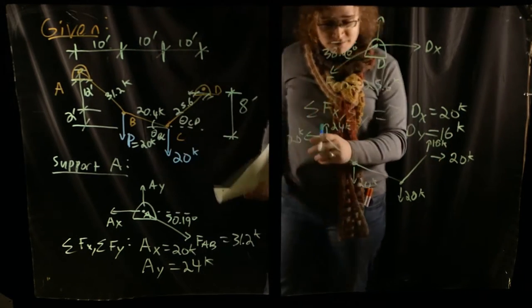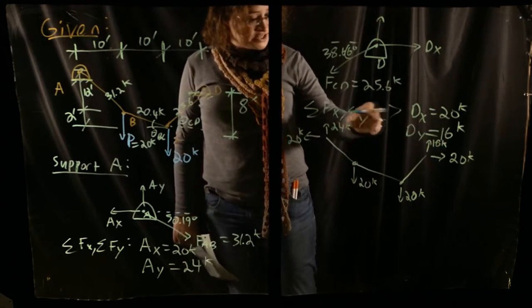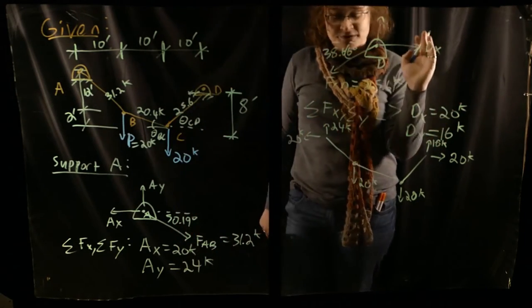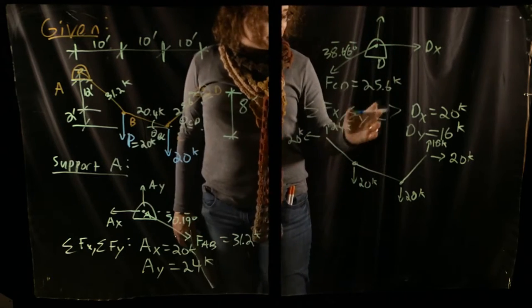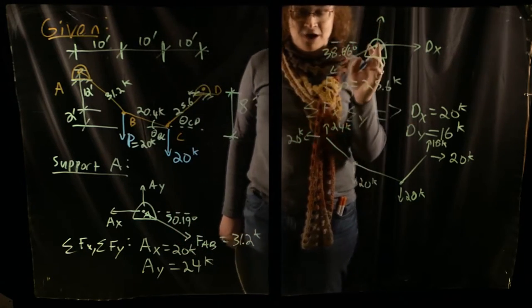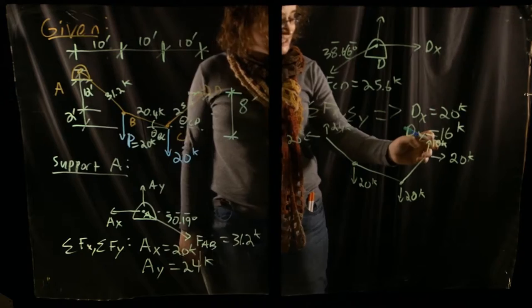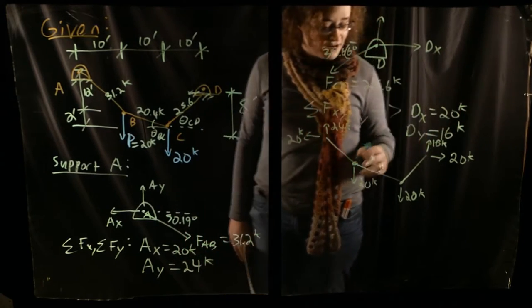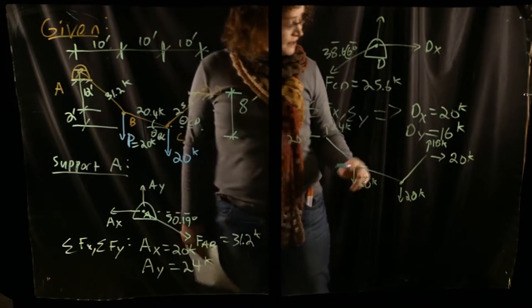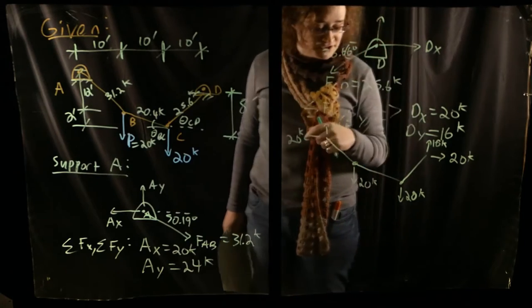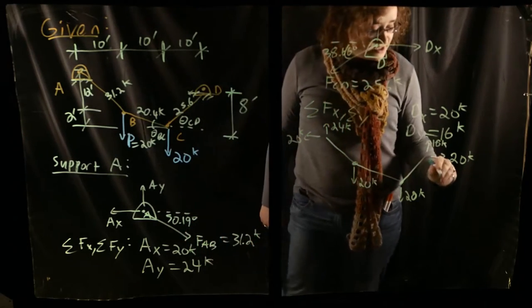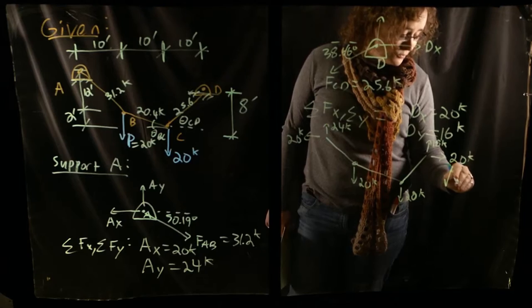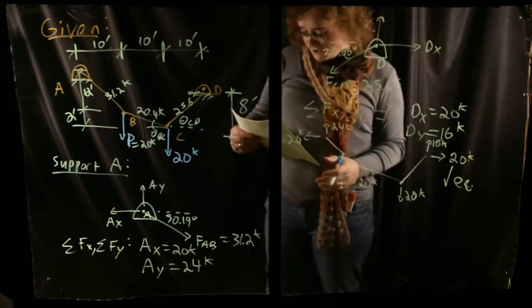So if I do a summation of forces in the horizontal direction, 20 kips will balance 20 kips, so we're in equilibrium. Then if I do a summation of forces in the vertical direction, I have an upward force of 24 kips and 16 kips, so 40 kips altogether upward. And then the applied downward vertical loads total negative 40 kips. So this is indeed in global equilibrium. So we are in equilibrium.